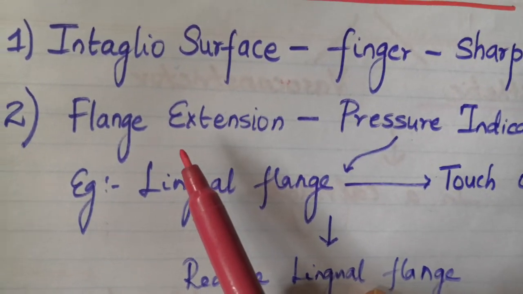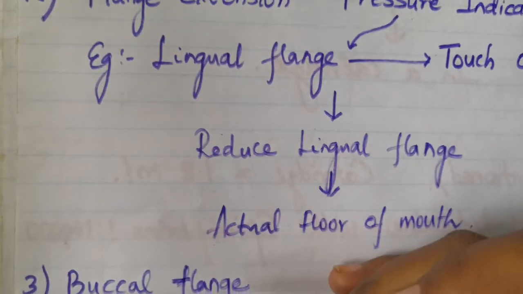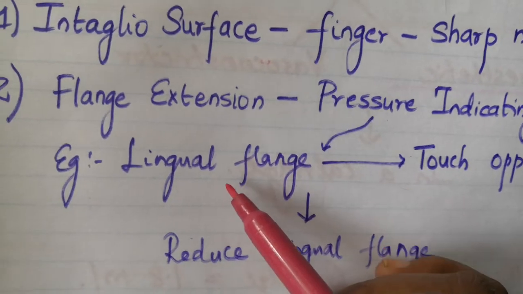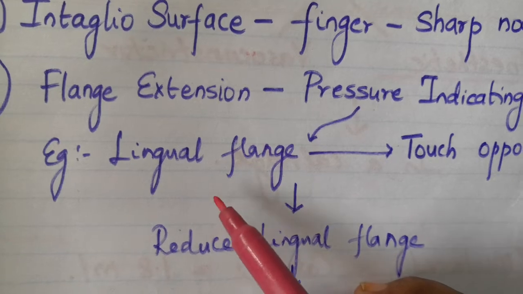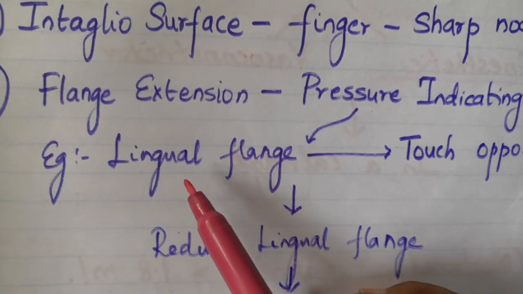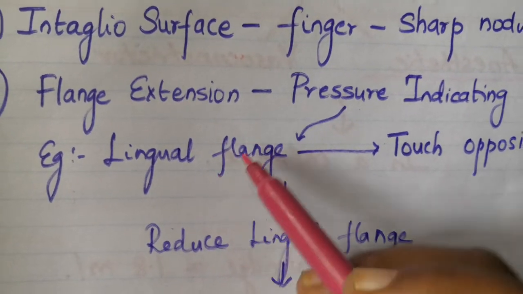Then coming to the flange extension, first we will see the lingual flange, followed by the buccal flange. The lingual flange just contacts the actual floor of the mouth, which is a movable structure. So you have to be very careful in knowing the flange extension of the lingual flange.